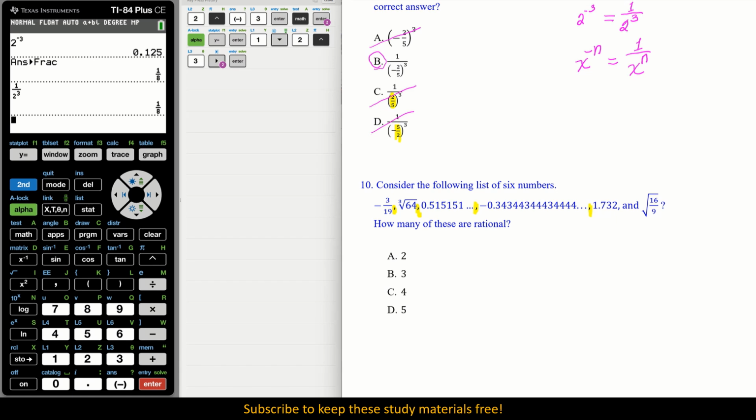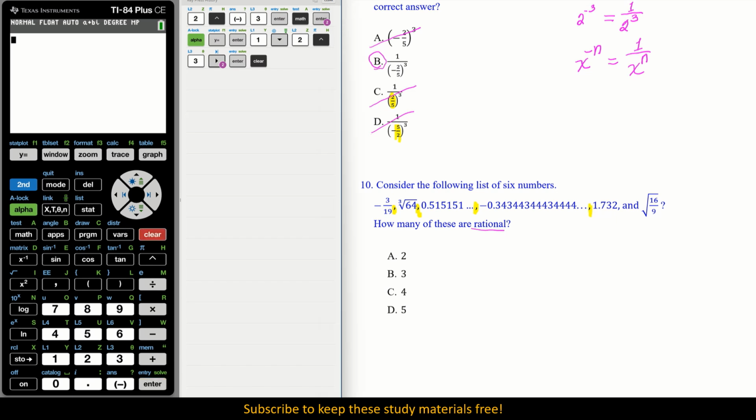Rational means they're a whole number, an integer, the decimals terminate, or the decimals repeat. So let's take a look here. It says rational, so they have to do those things. Negative 3 over 19. I'm going to clear this out. So let's start putting these numbers in. If it's negative or positive, it's irrelevant. We don't care about that. We're caring about, are they whole numbers? Are they integers? All those things I said.